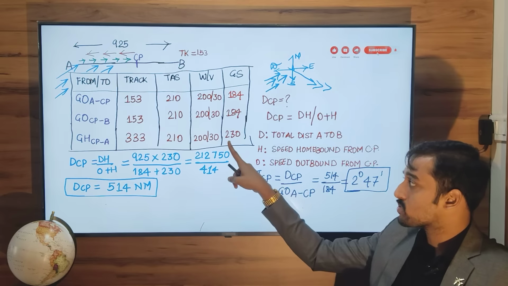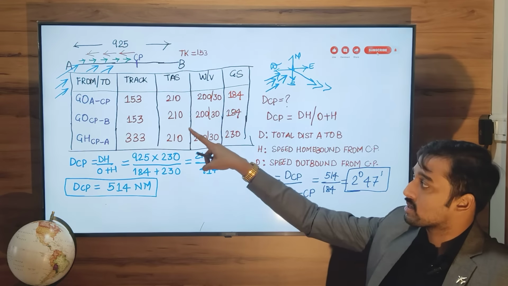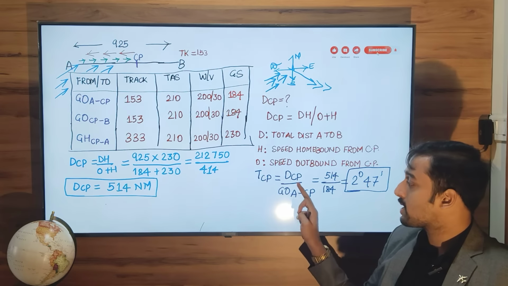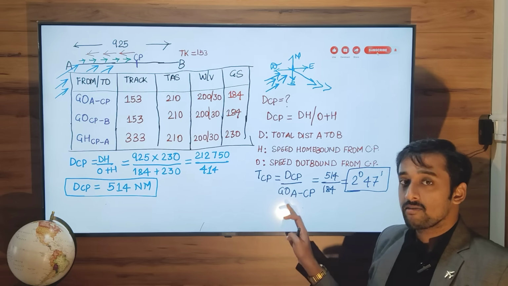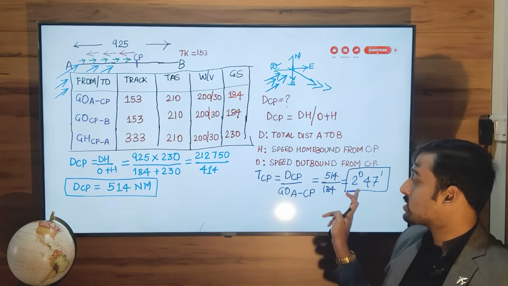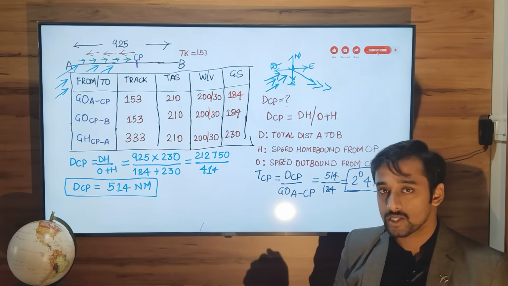H is your homebound speed. O is your outbound speed, both from the critical point. So CP to A, CP to B. And time to CP is dCP divided by ground speed from A to CP. So the value is 2 hours 47 minutes. So this is how you do the sum for CP.